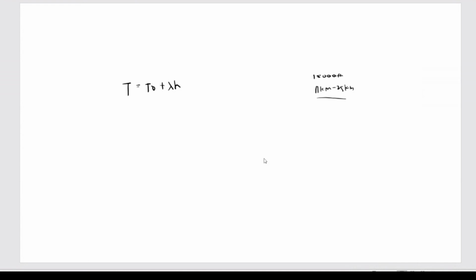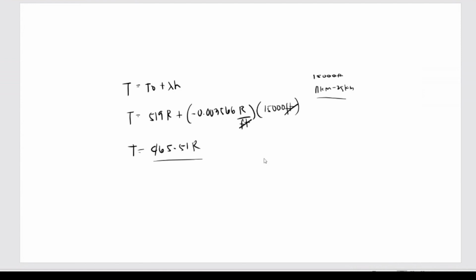So, T sub O is sea level. So, T is equal to 519 Rankine plus negative 0.003566 Rankine per foot times the given 15,000 feet. So, cancel out. Temperature is 465.51 Rankine. And then kukunin natin yung temperature kasi pressure kasi altimeter.